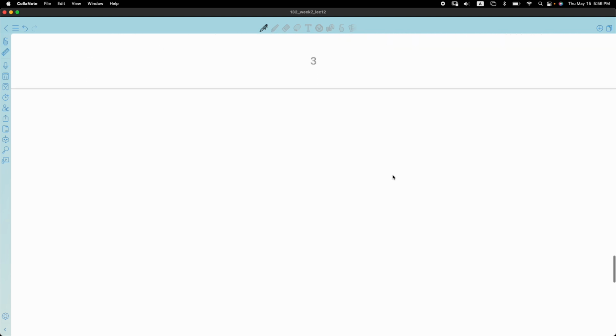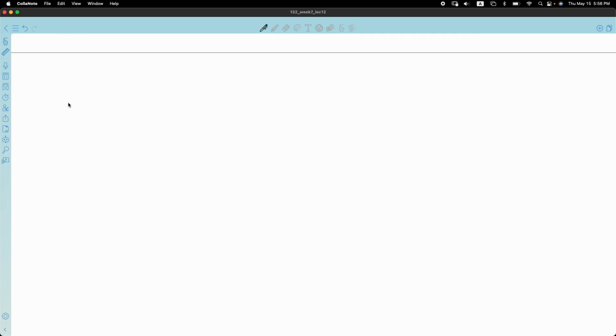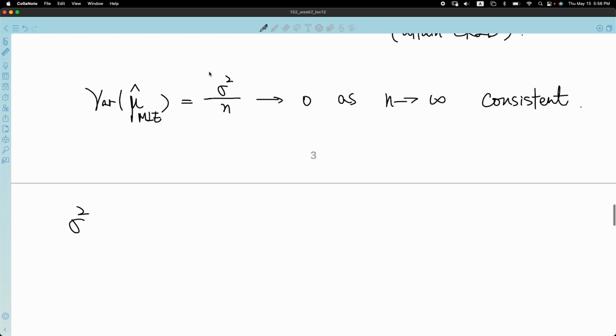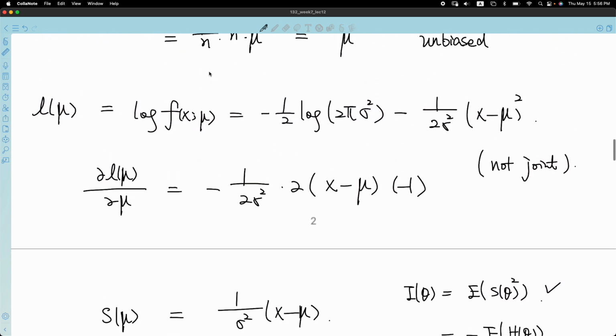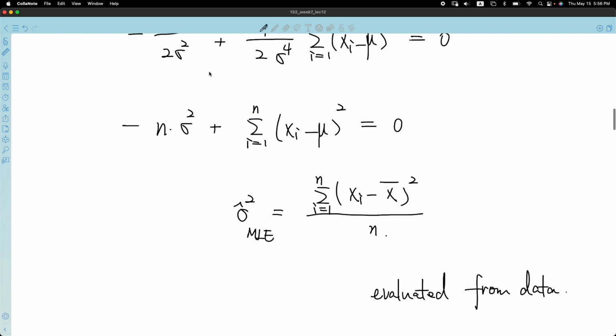Okay, if there's no other question, let's work on the sigma square. Do the same thing. Check for unbiasedness. So for our estimator for the sigma square, we have this thing here. To check whether it's unbiased or not, we need to take the expectation of this expression and check whether it's equal to the sigma square or not.